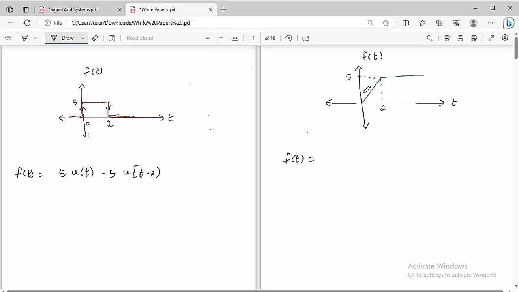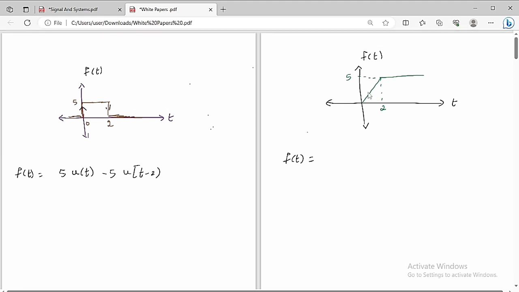So what is the slope of the first line? 5 by 2. Well, this is my x-axis. The slope of the first line is 5 by 2. So here let me write it. You know, the slope is 5 by 2. What is the slope of the straight line? The straight line slope is 0. So here, how much slope do we need to add? We need to add, for 5 by 2, minus 5 by 2. Then only it will become 0.